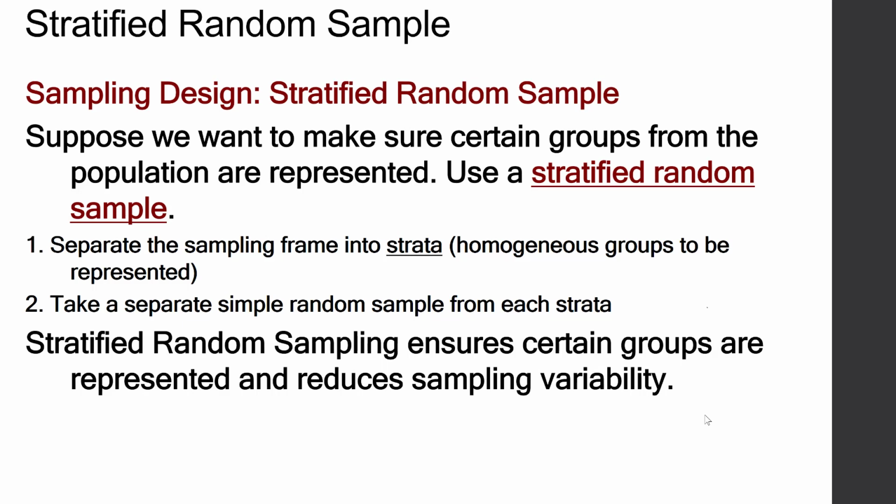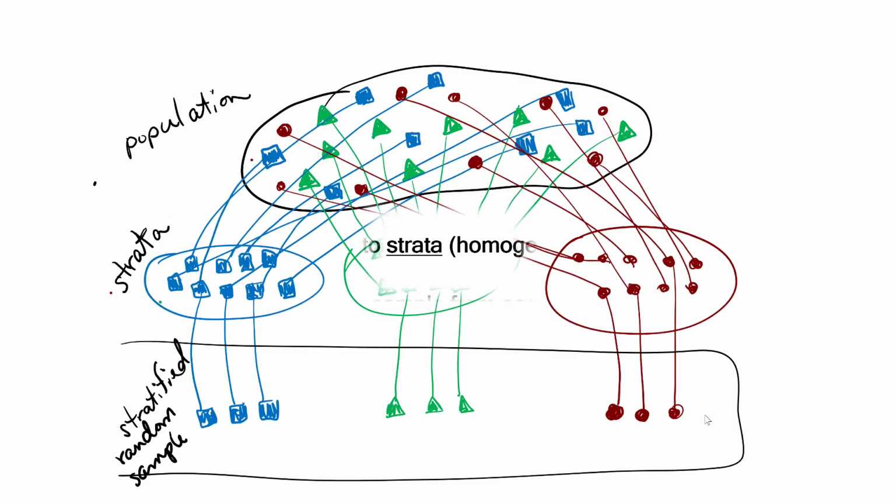This could be if you've got a poll on healthcare, you might want to make sure that you sample some people with private insurance, some people with Medicaid, some people with Medicare, and some people that are uninsured. So those might be 4 strata that you want to make sure that you grab people from.